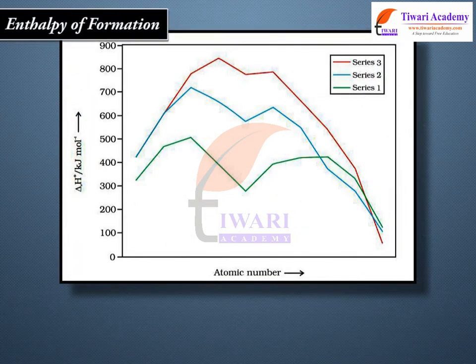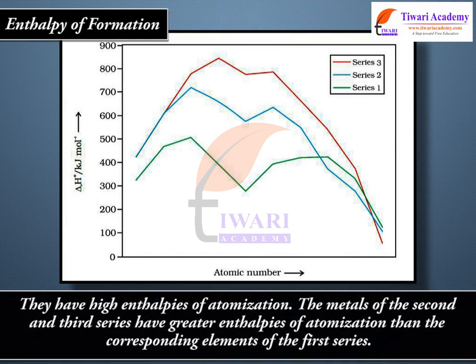Enthalpy of atomization. They have high enthalpies of atomization. The metals of the second and third series have greater enthalpies of atomization than the corresponding elements of the first series.